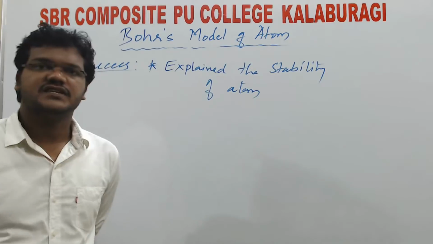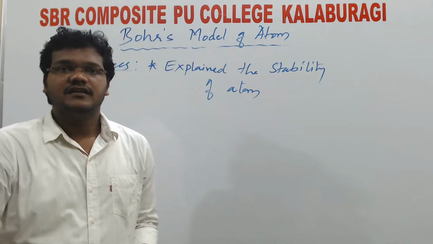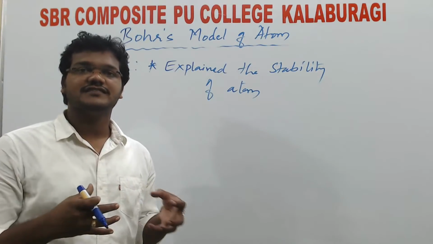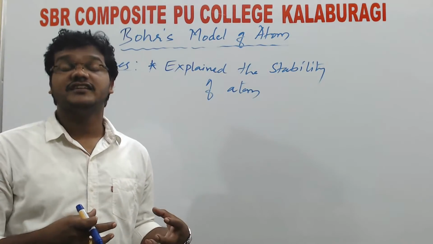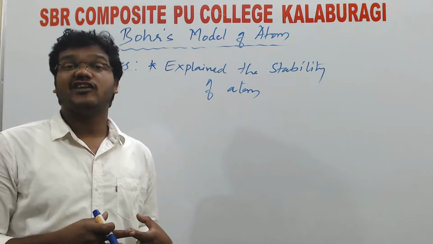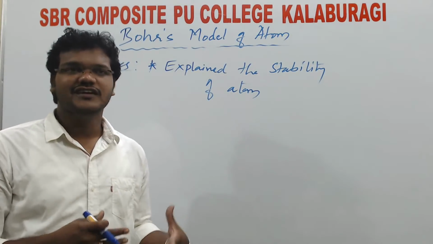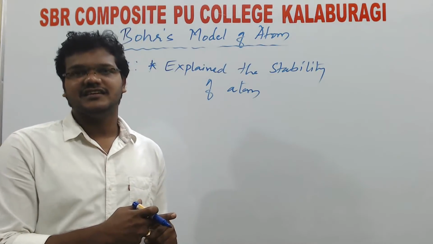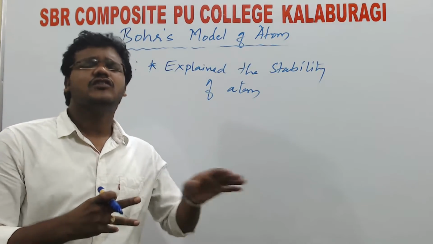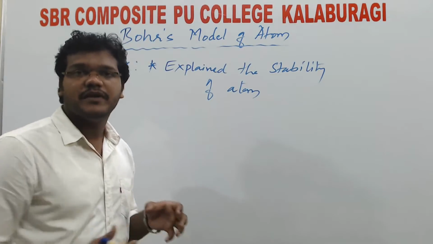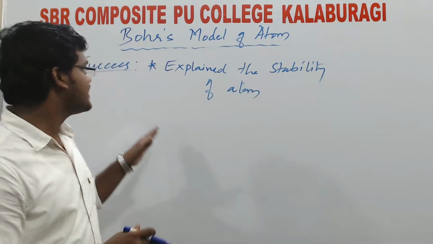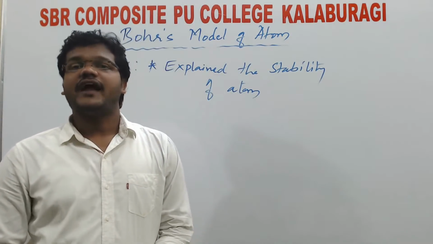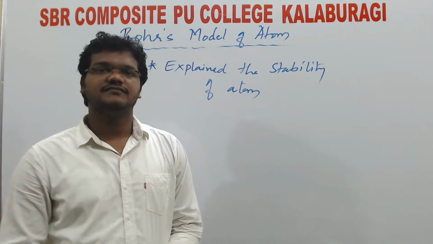Stability of atom. Correct? He has given in the postulates that the electron will be revolving around the nucleus. There will be a particular energy for the electron. There will be a particular angular momentum for the electron. So the energy levels have particular energy. The radius is also a particular amount. So he has explained those things. That is why I can say it has successfully explained the stability of atom. Clear? So that is the first.